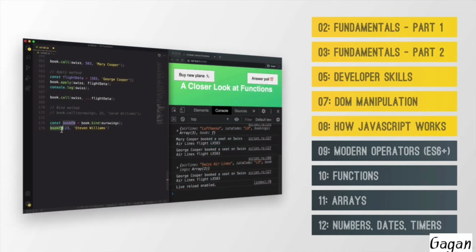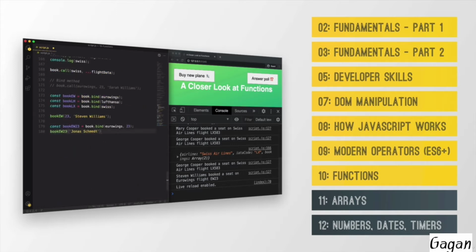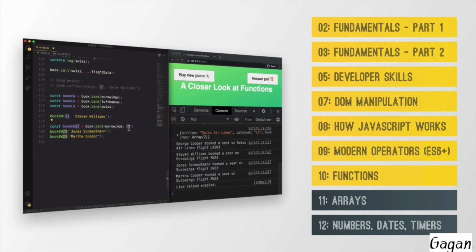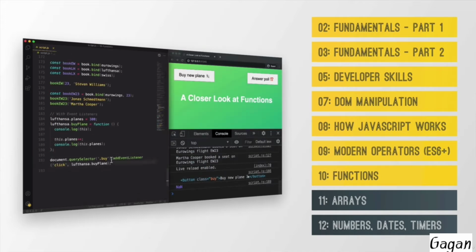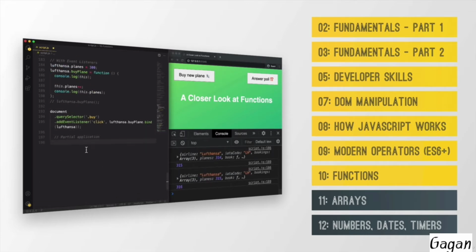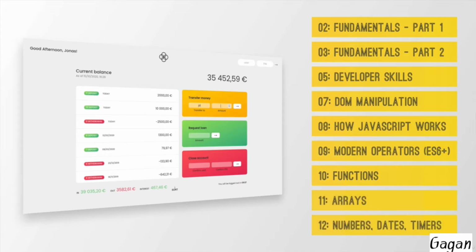Then in sections 9 and 10, we will keep working on our JavaScript fundamentals, but now with a focus on more modern ES6 topics, such as maps and destructuring, and also strings, functions, closures, and more. Then, throughout sections 11 and 12, we will build our next beautiful project, which will teach you all you need to know about array methods, numbers, dates, and timers.